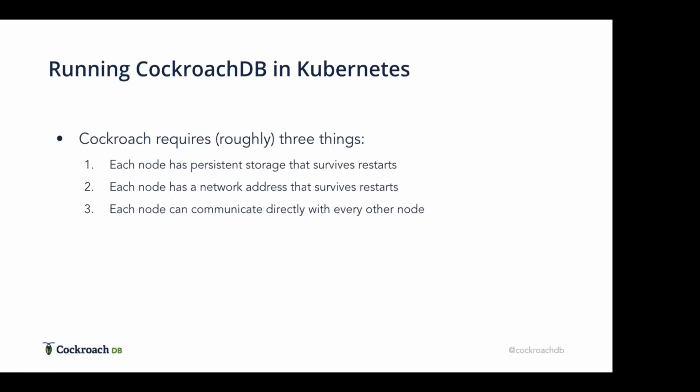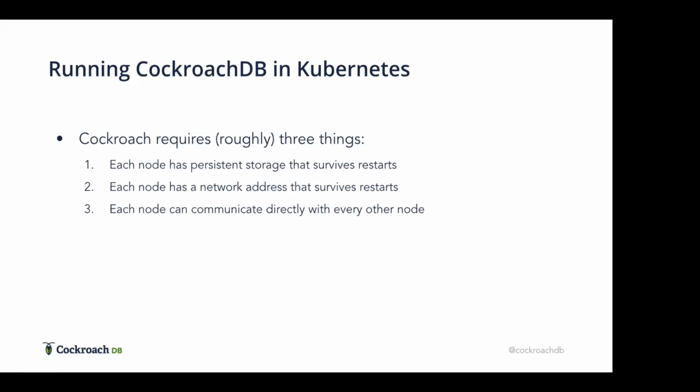But Cockroach requires roughly 3 things in order to run reliably. Every Cockroach node has to have some sort of persistent storage that will survive across restarts of that process. Each node has to have a network address that it can advertise to the other nodes so that they can talk to each other reliably. And that address ideally should survive restarts so that you're not always changing addresses. And each node can communicate directly with each other node.